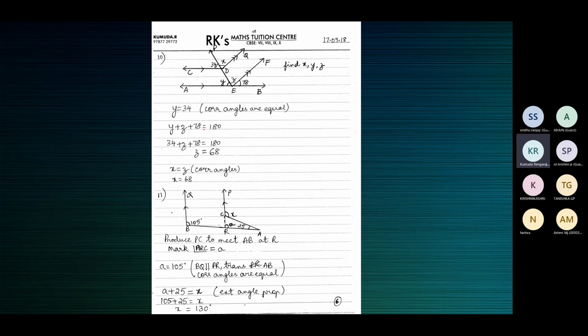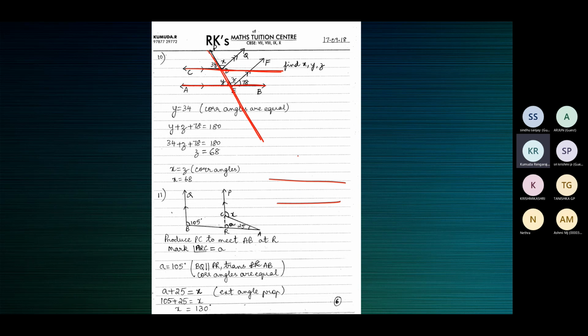Always produce and look at the diagram, children. Then only will you understand better. Now the question is what to produce. Whichever lines are parallel and the transversal, the line which intersects the 2 lines, produce them. Produce the parallel lines like this, and this is a transversal. You can see that this line is parallel to this line, and this is the transversal. Now it's very clear.